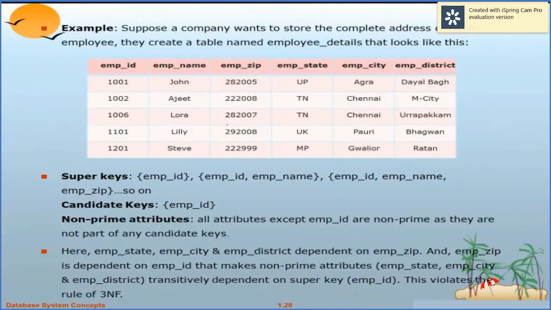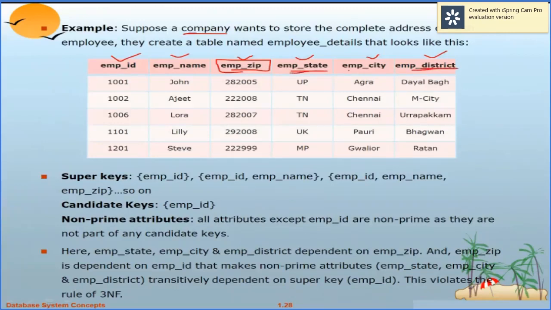So you have a table called company, where the complete set of attributes related to the company has been dumped in a single table: employee ID, employee name, employee zip, employee state, employee city and employee district are arranged in a single table. If you look here, employee zip is something which is going to carry the data of the city and the district, isn't it? So what is happening here?